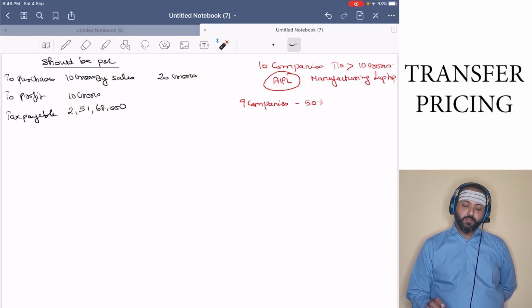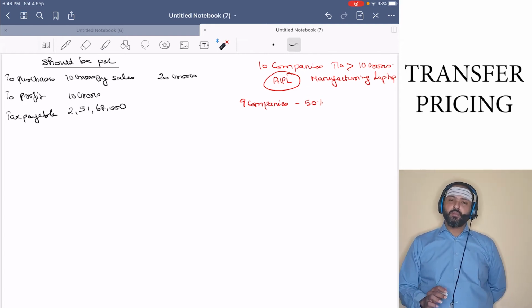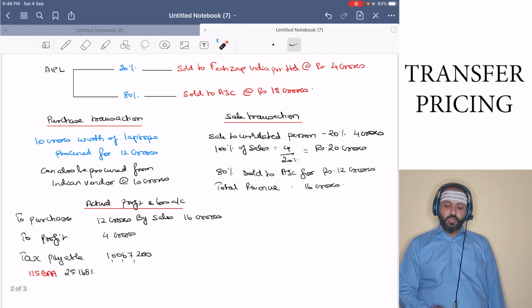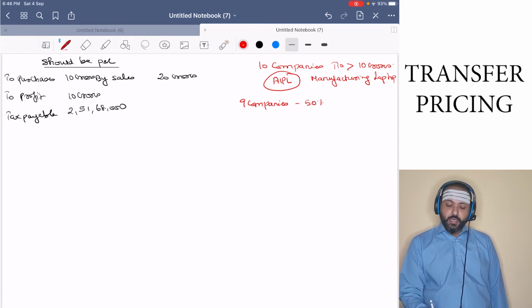10 by 20. Profit by sales is 50% for 9 companies, because they are operating within the normal threshold. But one company alone seems to show this issue. 4 by 16, 25%. So AIPL alone had a profit percentage of 25%.